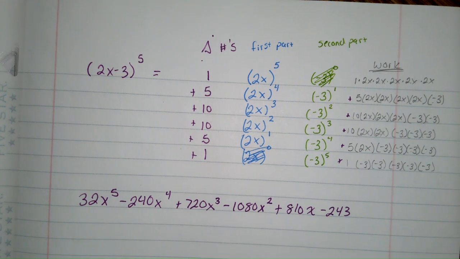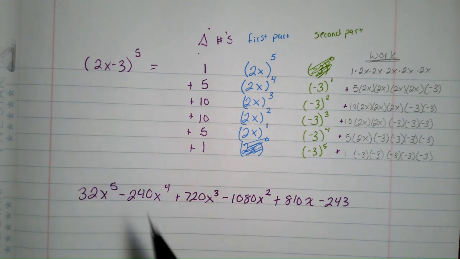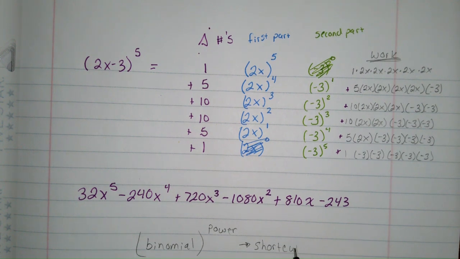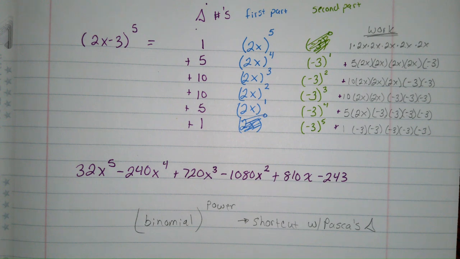So why use Pascal's triangle? Because when you take a binomial to a power, you can shortcut that with Pascal's triangle. It does not work for trinomials and things like that, but it does work for binomials, so it can save us some time if we have to do higher powers.